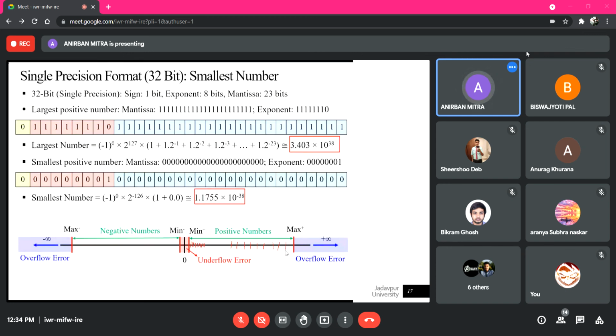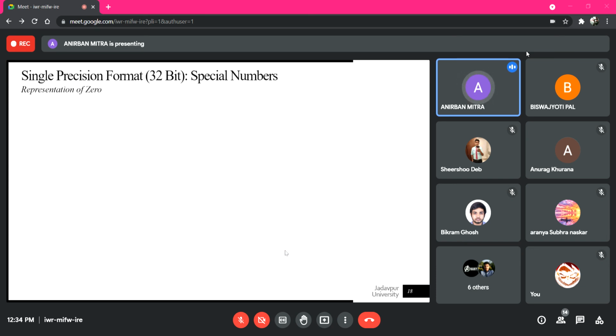So how do we represent 0 in this format? This possible range of numbers, starting with very small 1.175 into 10 to the power minus 38 and going up to very large 3.403 into 10 to the power 38, this range does not contain 0 or even the infinities. In the course of calculations, it is quite conceivable that you come across a 0 value. So how do you represent the 0 in 32-bit format? This is where those special exponents that were reserved come into play.